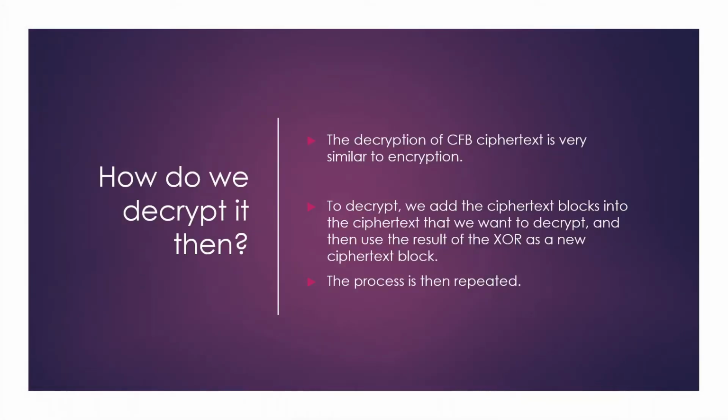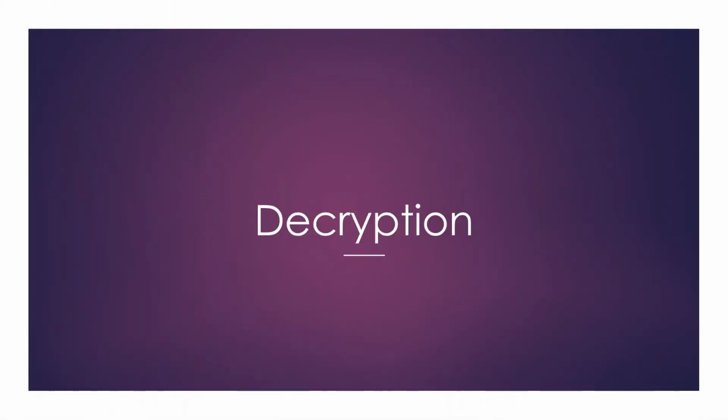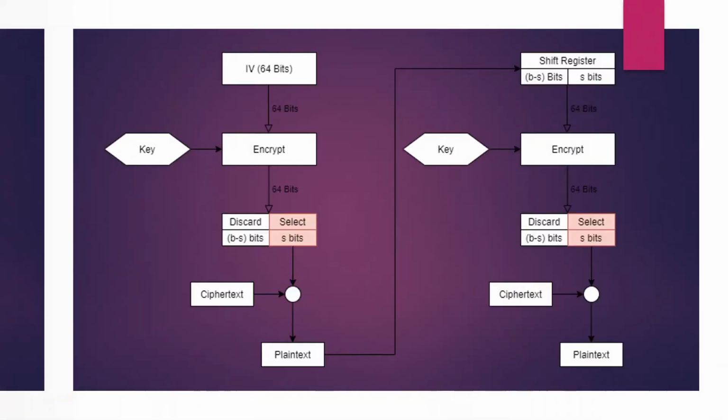Alright, now we know how to encrypt. So how do we decrypt it then? The process of decryption for CFB is actually very similar to the encryption process. Instead of adding plaintext blocks, now we add cipher blocks instead. Let's have a look at the flow of decryption.